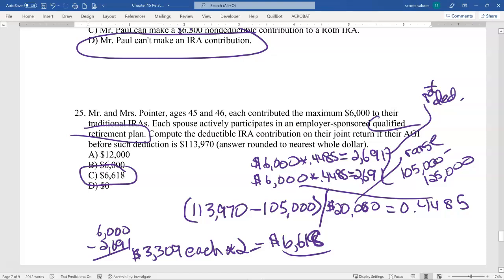So let's just go through that again. You first figure out how much they are over the range, that dollar amount divided by the total range, which is a $20,000 range between $105,000 and $125,000. So they're 0.4485, or 44% over the limit. You take that amount of each of their contributions and find out $2,691 is not deductible for each one. In other words, for each one, what's left is $3,309. Since each of them has the same amount, you can simply multiply that by 2, and the total amount that's going to be deductible is $6,618.